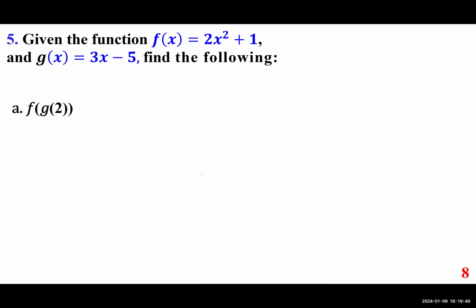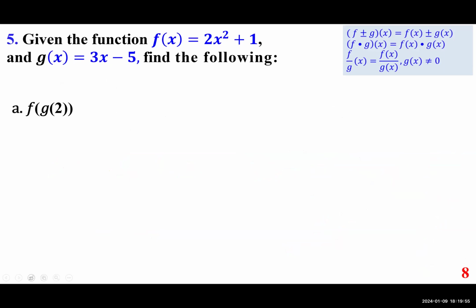All right, we want to find f of g of 2. So let's remind everybody of composite functions and operational functions. f plus minus g of x means f of x plus or minus g of x. That means the sum and difference functions. f g of x means f of x times g of x. f over g of x means f of x over g of x. Needless to say, as always, the denominator can't be 0.